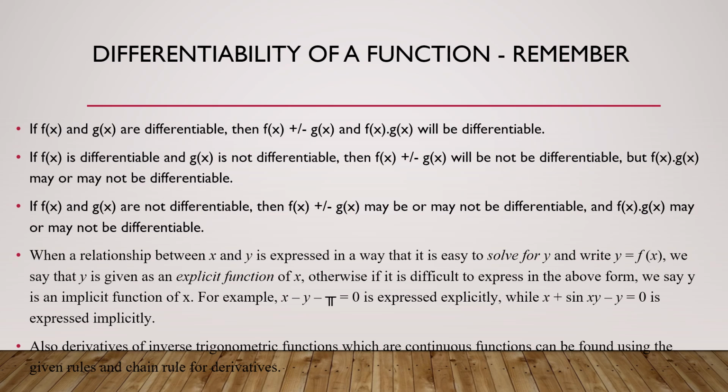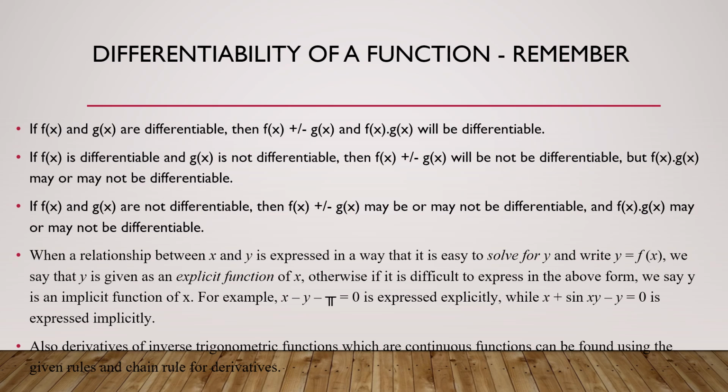Otherwise, if it is difficult to express in the above form, we say that y is an implicit function of x. Very simply, with the help of an example, suppose I have x minus y minus pi equal to 0. This can be expressed explicitly, meaning I can write y is equal to x minus pi. But suppose I have x plus sine xy minus y equal to 0, then it is difficult to write this in the form of y is equal to some function of x. So in this case you can say it is expressed implicitly.